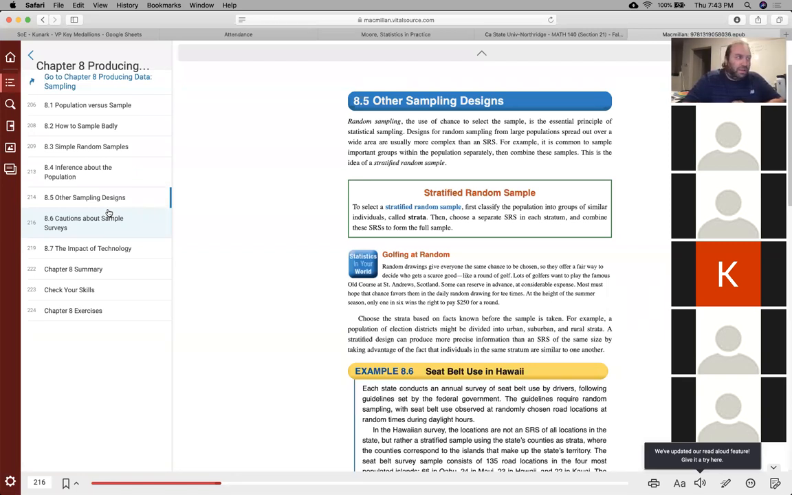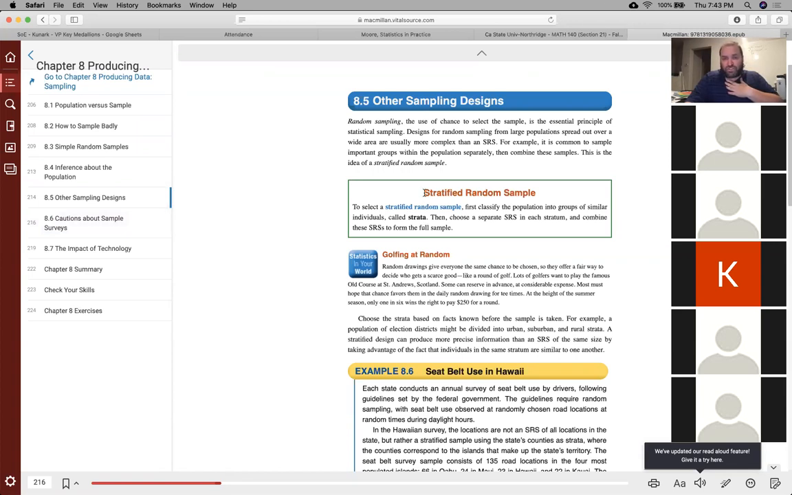Okay, we know that a volunteer sample is bad. We know that a convenience sample is bad. And we know that an SRS is good. There are other ones that are not quite SRSs, but are good in their own right.